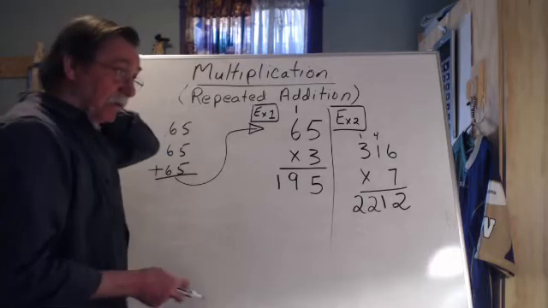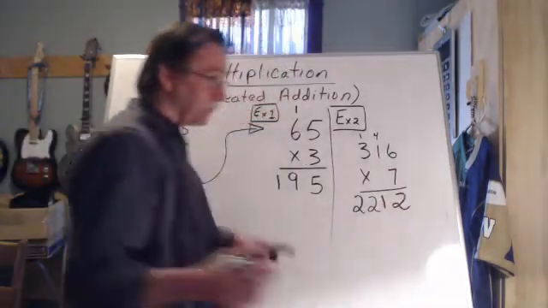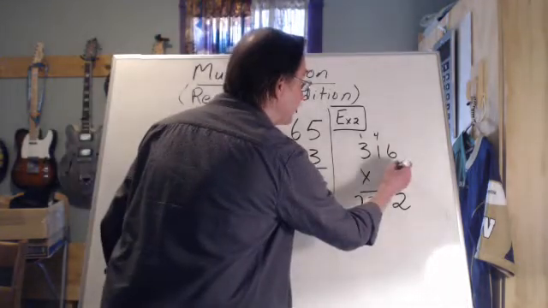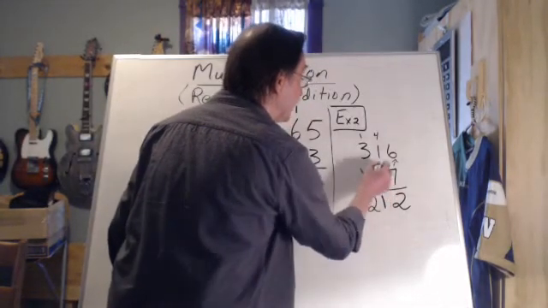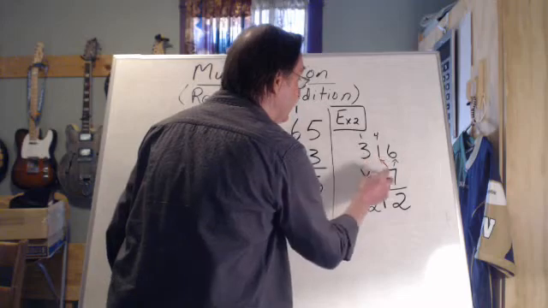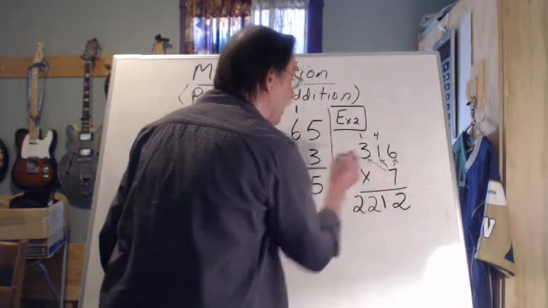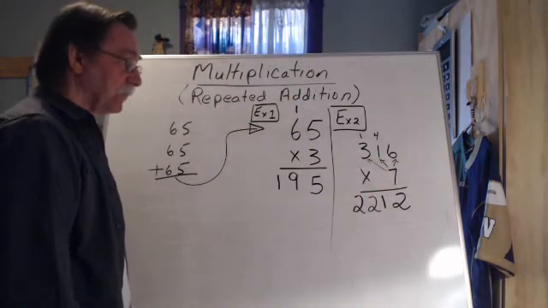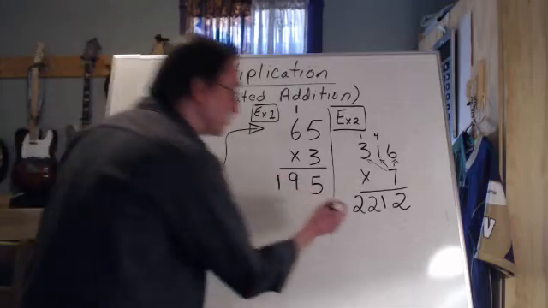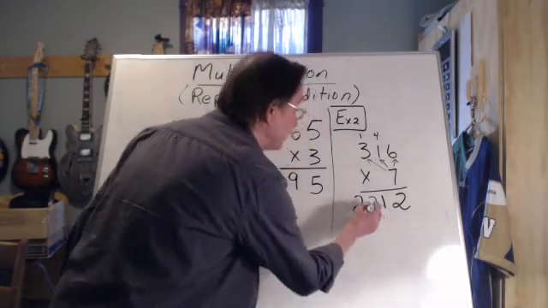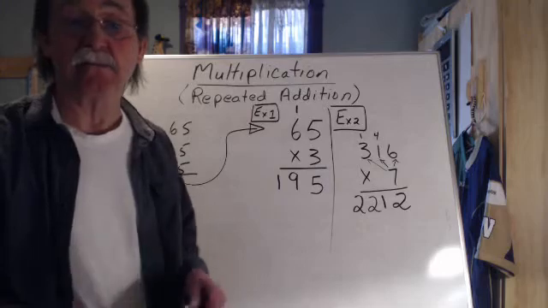All right, so let me just restate that. I went this number times that one, then I went that number times that one, and then I went that number times that one. So the answer then is 2,212.